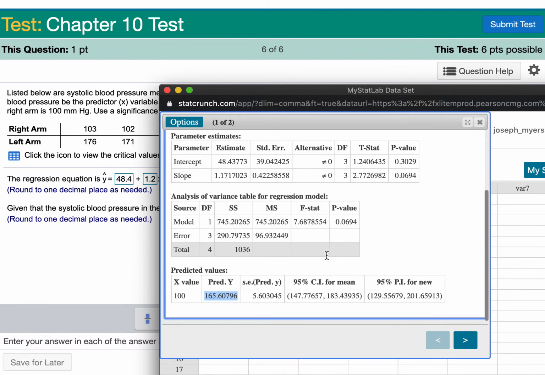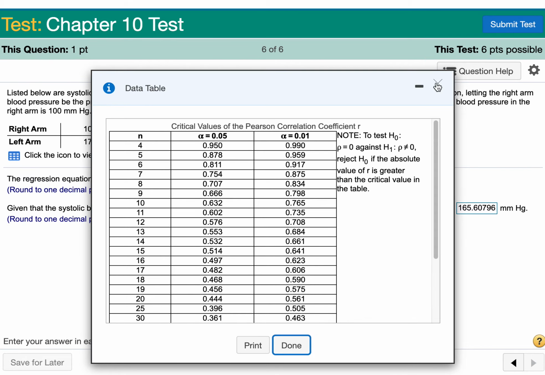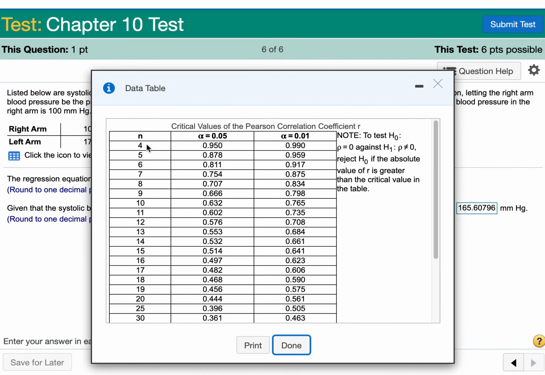Let's look at the value of R. Okay, so how many data points do we have? How many pairs of data points? We have one person with a right arm and a left arm. That's 1, 2, 3, 4, 5. Okay, so we have 5 data points. So click on this icon. Now look at the value of n equals 5.